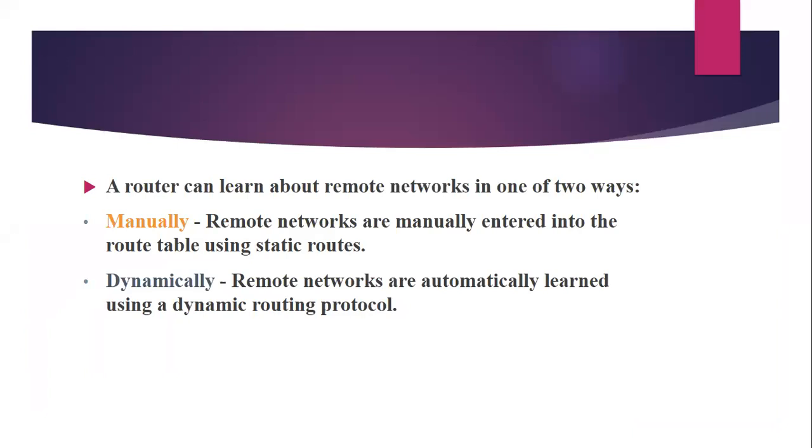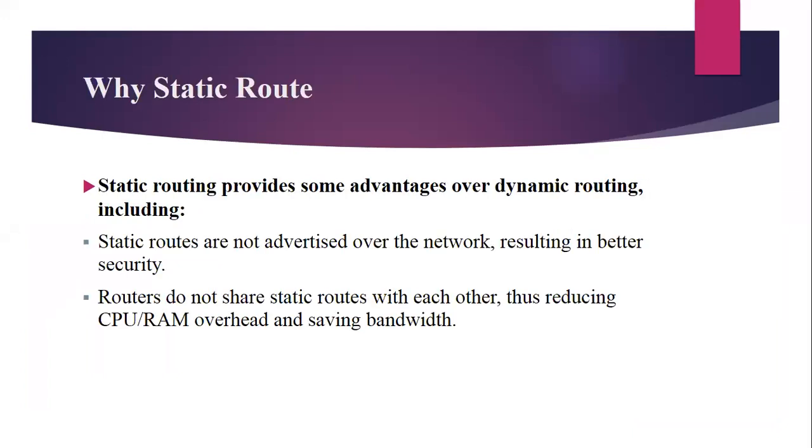A router can learn about remote networks in two different ways. Firstly, the manual method. Here, remote networks are manually entered into the routing table using static routes by the administrator, whereas dynamic routing involves remote networks being automatically learned using dynamic routing protocols.